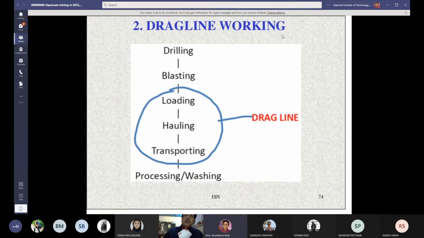In the dragline method of mining, you have to go for drilling and for blasting. After drilling and blasting, the dragline itself will carry out the loading, hauling and transporting simultaneously. The dragline is a piece of heavy earth moving equipment which can load the material, haul the material, and transport the material to a greater distance because of the very big boom length of the dragline.